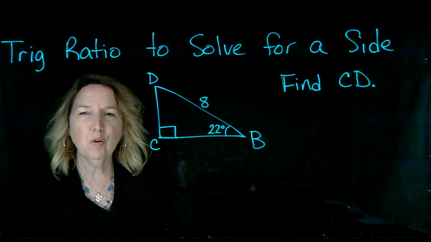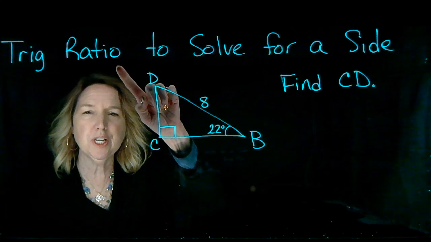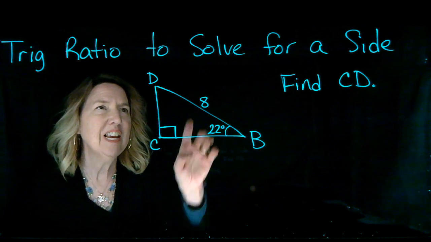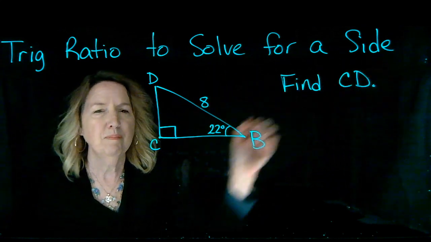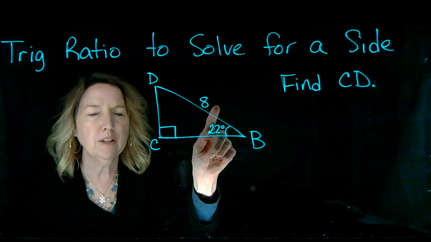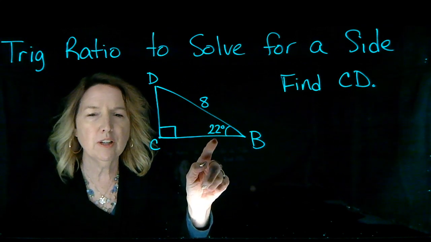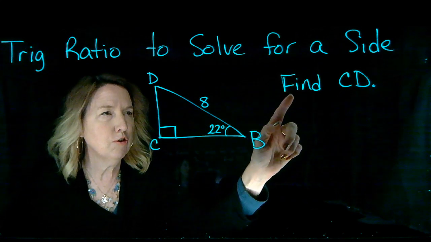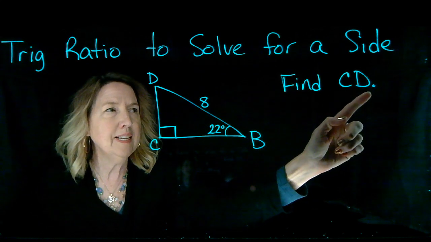In this problem, we're going to look at using a trig ratio, a basic trig ratio, to solve for a side. We have a right triangle. They've given us the hypotenuse. They've given us one angle. And the instructions say find CD.